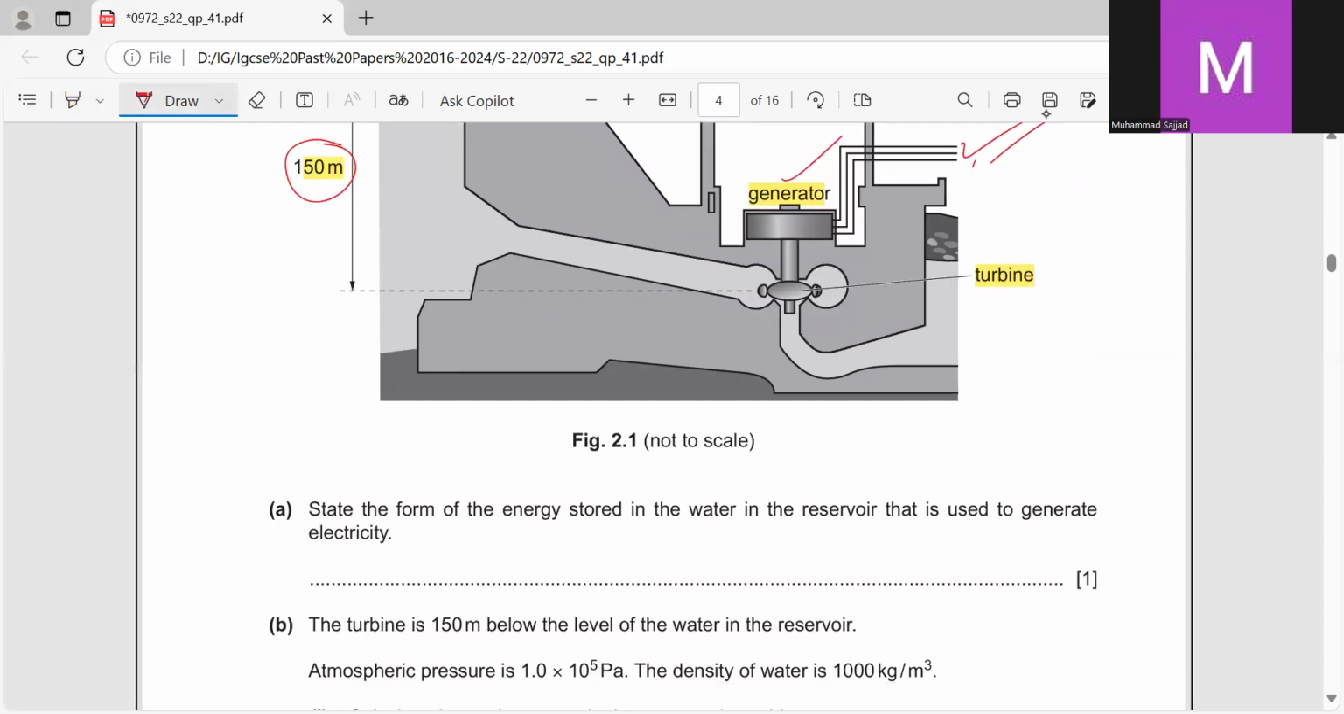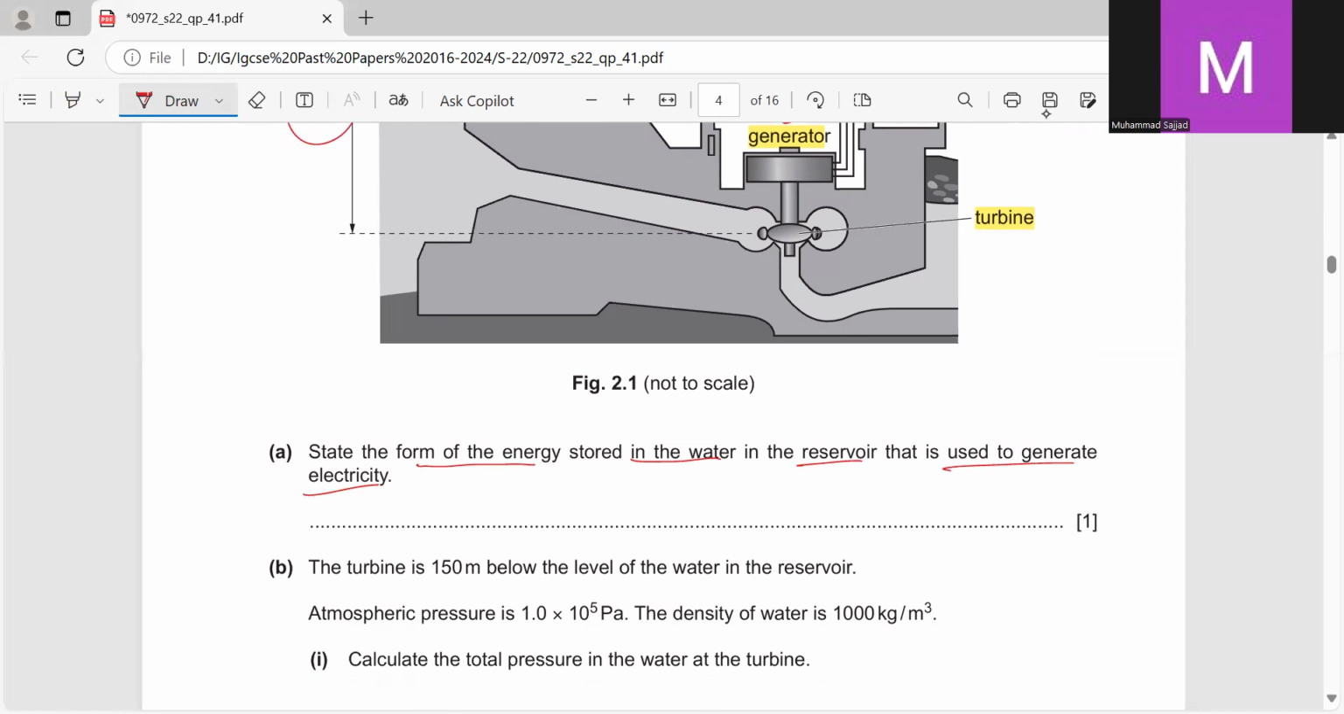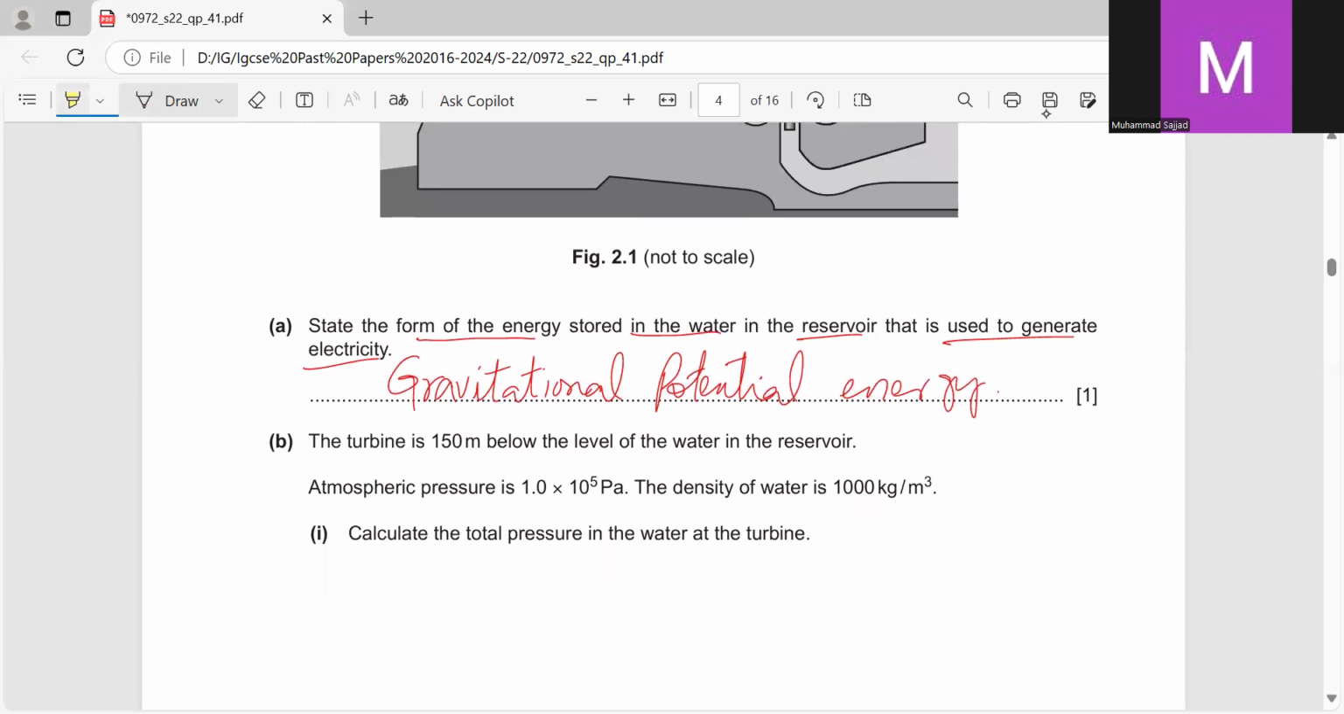Now, state the form of energy stored in water in the reservoir that is used to generate electricity. So which form of energy is there? Water is at a higher level from the turbine. So energy stored in a body due to its height from the ground, that is gravitational potential energy. So this is a straightforward question and answer. So gravitational, and there is no other option than this. Gravitational potential energy. 1 mark.